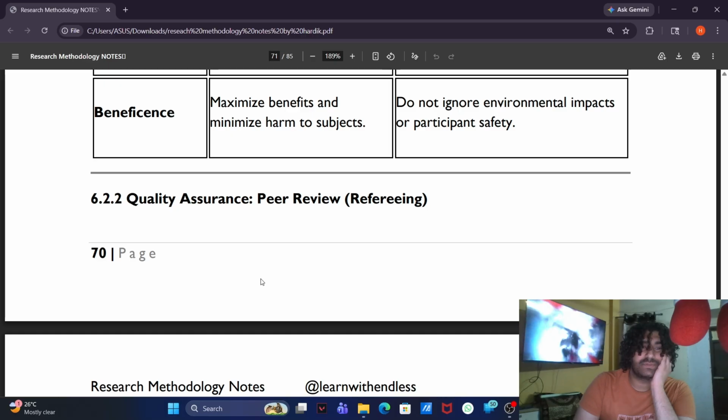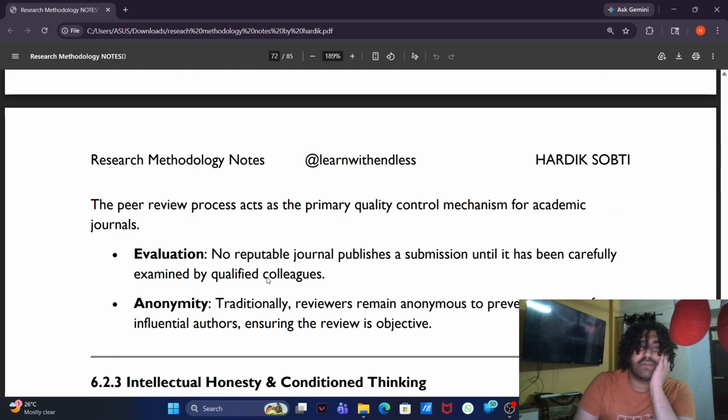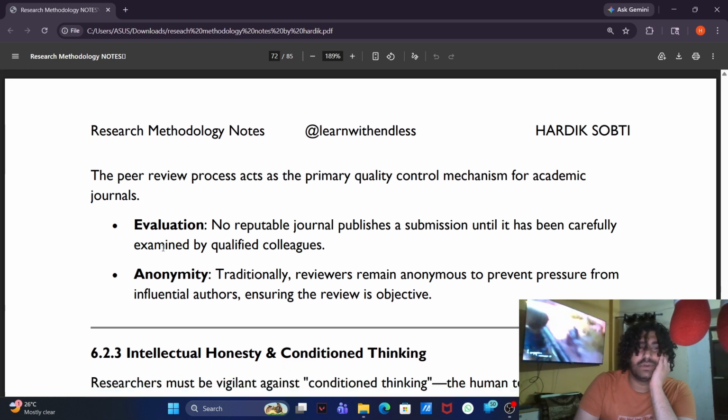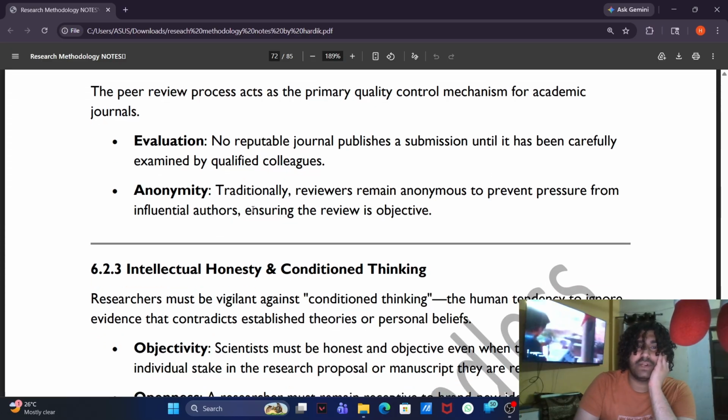Next subtopic: quality assurance, peer review. The peer review process acts as a primary quality control mechanism for academic journal evaluation. No reputable journal publishes a submission until it has been carefully examined by qualified colleagues.